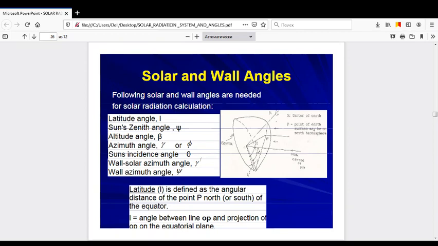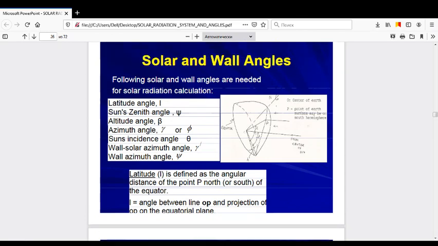Solar and wall angles. The following solar and wall angles are needed for solar radiation calculation when the latitude angle is l: sun zenith angle phi, altitude angle beta, azimuth angle gamma or phi, sun incident angle theta, wall solar azimuth angle gamma, and wall azimuth angle psi. In the figure we show the different angles by which we collect the sun's rays on the Earth's surface. The point on the Earth's surface may be in the southern hemisphere, and these are the angles for which we use different formulas to calculate the different values of solar radiation.